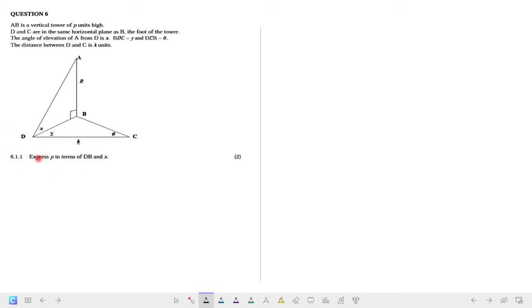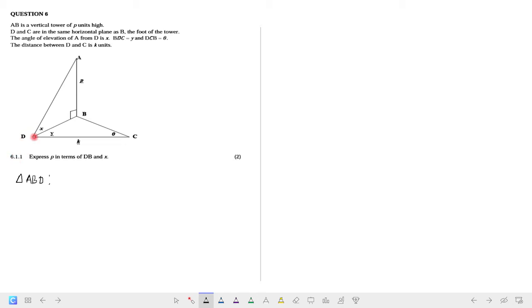So now here basically what they want me to do is calculate P using this value and this value, right? So this then means if I want to calculate that, I'm going to look into triangle ABD. Now what is triangle ABD? If you remember, triangle ABD is a right angle triangle.